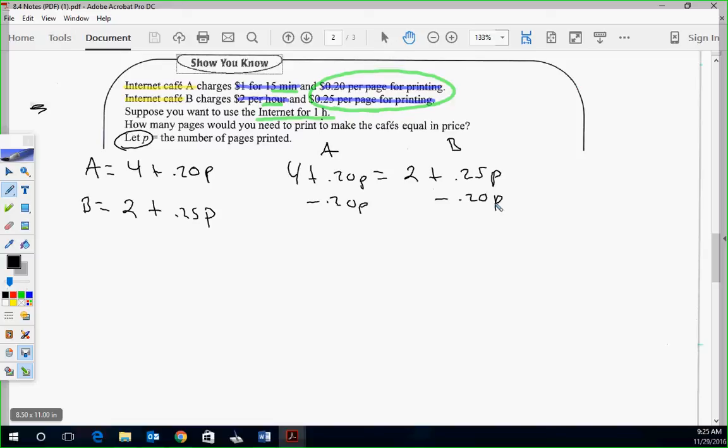For example, if I was explaining this, I'd say move the smaller p over. We did that. Perfect. Now we minus the 2, right, Luke?